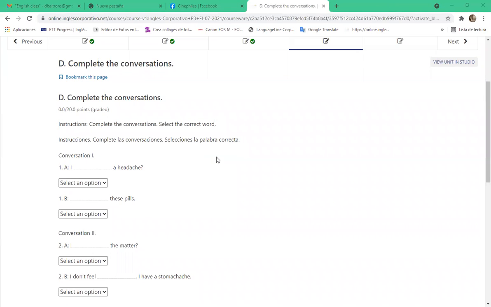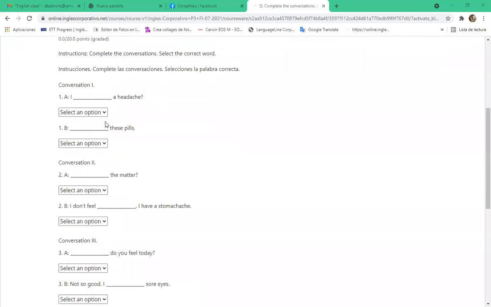So next, okay, it says conversations. Number one, aquí en blanco se dice blank. I blank a headache. What is the correct? I have a headache.